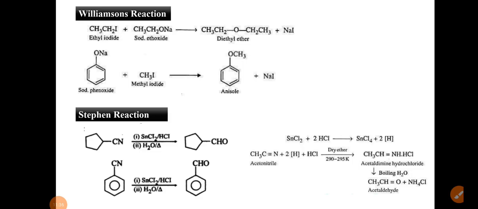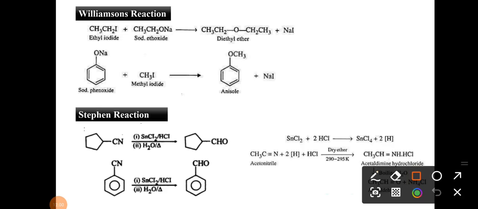Okay, the Stephen reaction, that is very important. The Stephen reaction is simply the conversion of your cyanide into your aldehyde, right? The CN bond is converted into an aldehyde by using tin chloride and hydrochloric acid followed by hydrolysis. In this reaction, one important point to remember is the aldimine hydrochloride. That is the intermediate formed in this reaction. That point is important, and the reaction is also very important: cyanide converted into aldehyde.